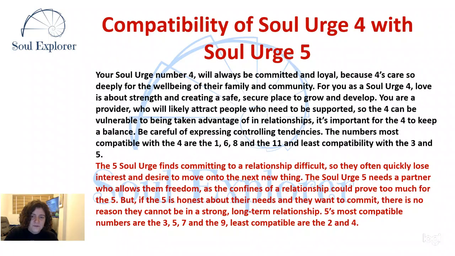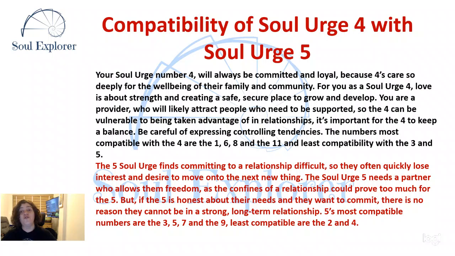Okay. So the 4 with the 5, this is similar to the 4 and the 3, because the 5 likes lots of adventure. They like to see different people. They like multiple relationships. They like travel. They like adventure. They like meeting new people. And the 4 is all about the security of building their home and putting everything together and getting everything working like clockwork.